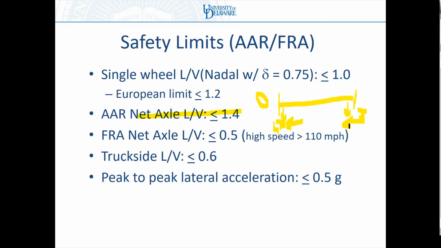So what we see is standards both for single wheel L over V and for truck L over V or an axle L over V. And we'll also see it for a bogie or truck L over V, where it's L1 plus L2 plus L3 plus L4 divided by V1 plus V2 plus V3 plus V4.